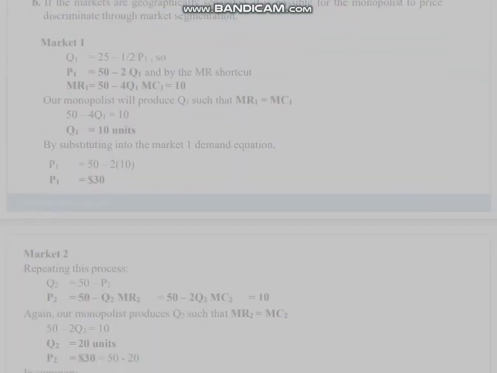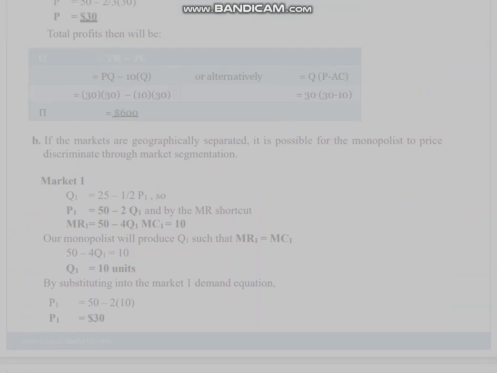P = 50 - 2/3(30) = $30. Total profits then will be pi = TR - TC = PQ - 10Q, or alternatively Q(P - AC) = 30(30 - 10) = 30 x 20. Pi = $600. B. If the markets are geographically separated, it is possible for the monopolist to price discriminate through market segmentation.